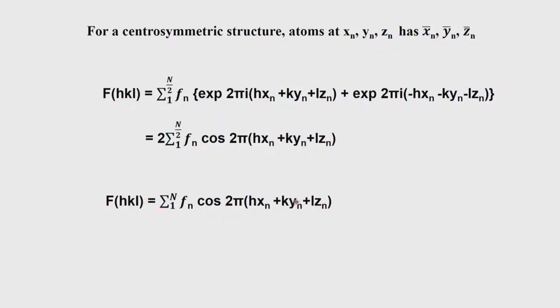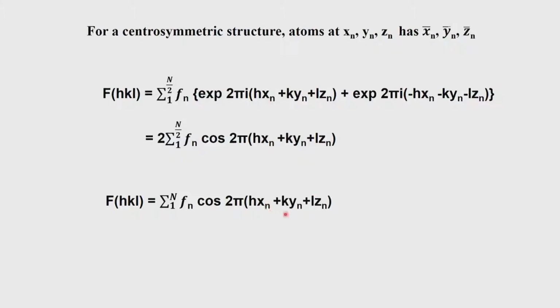We also know how to calculate this cosine 2 pi (hx + ky + lzn) with the example we took for cesium chloride. It is a fairly straightforward one if you have only 2 atoms in the unit cell, and that is a centrosymmetric unit cell. It was a very easy calculation, but you can imagine that if there are hundreds of atoms, the calculations will be a little more tedious. It is not going to be fairly straightforward.